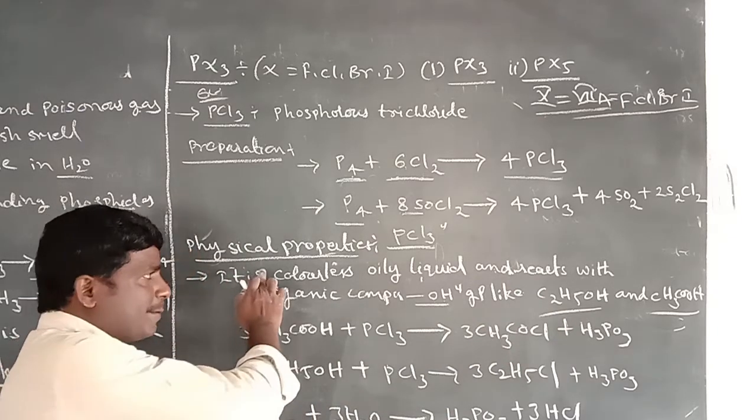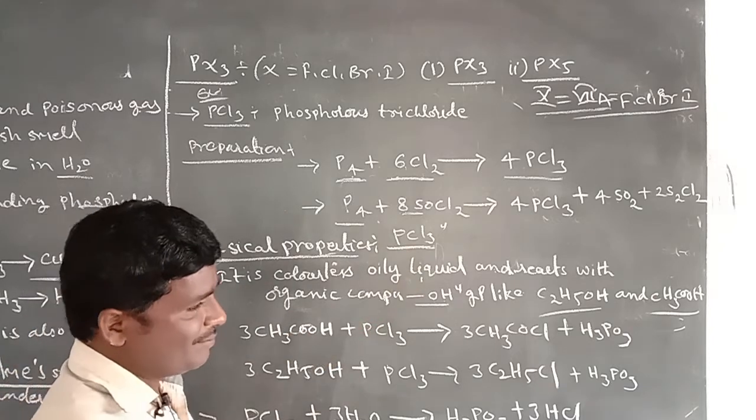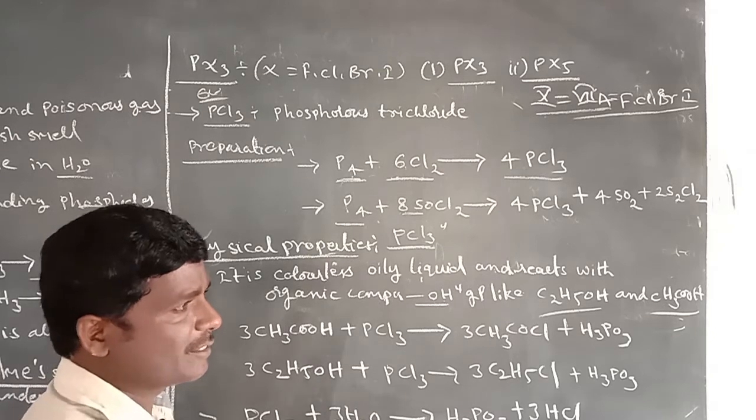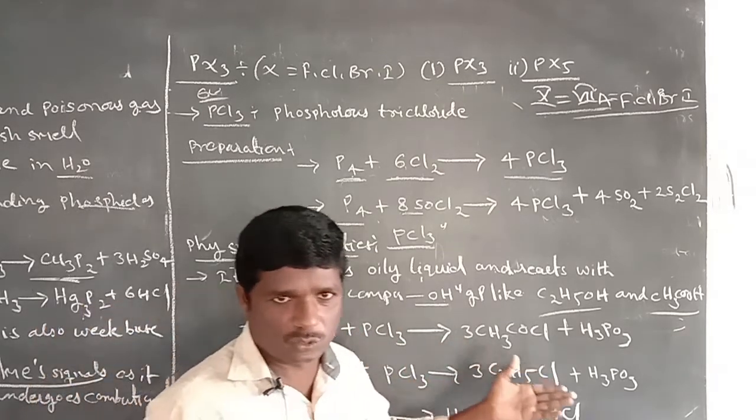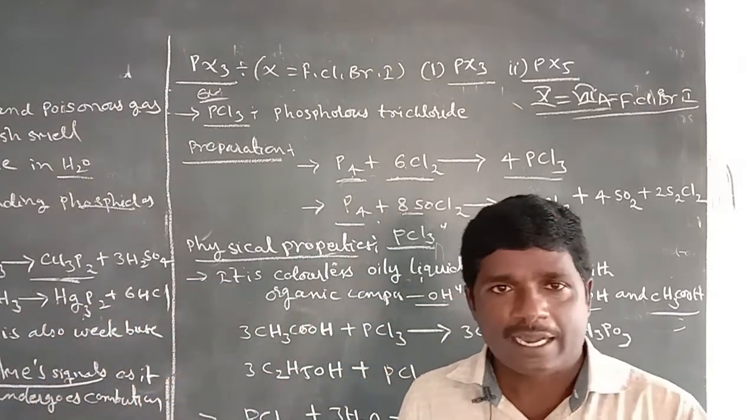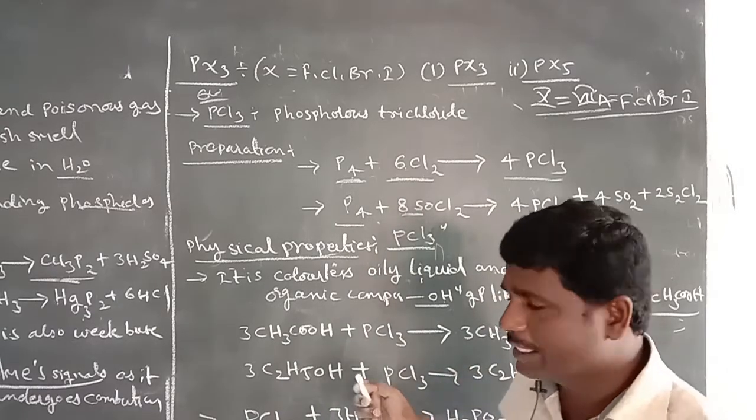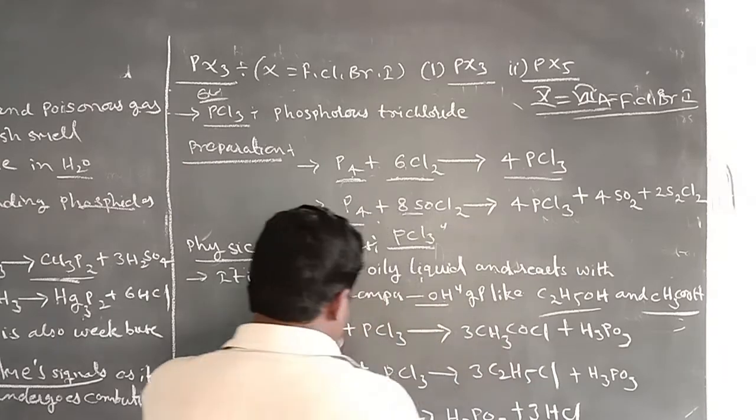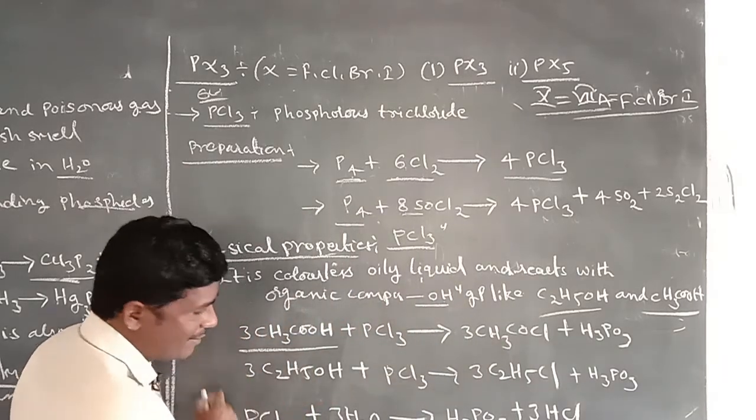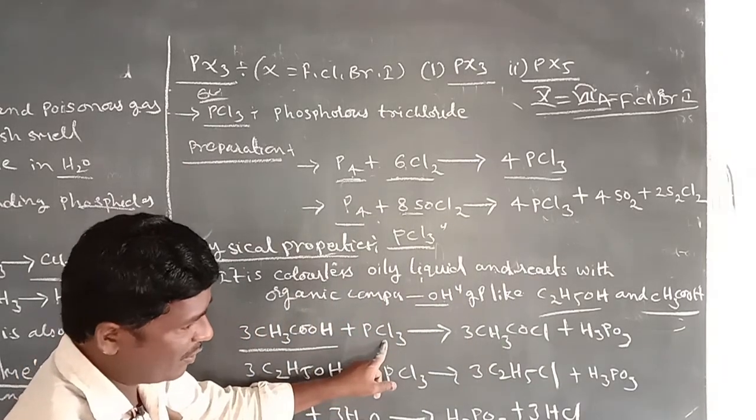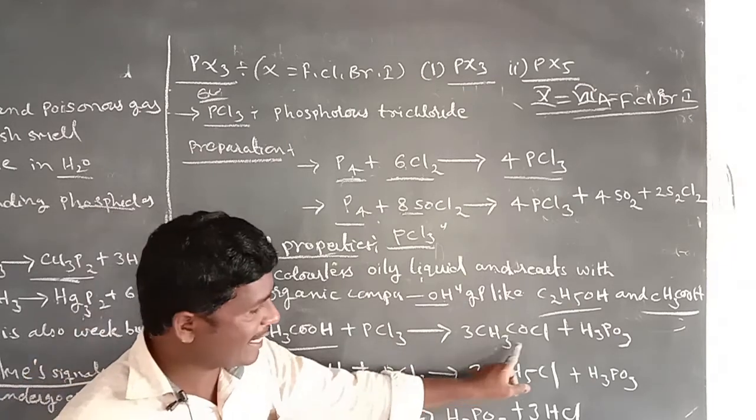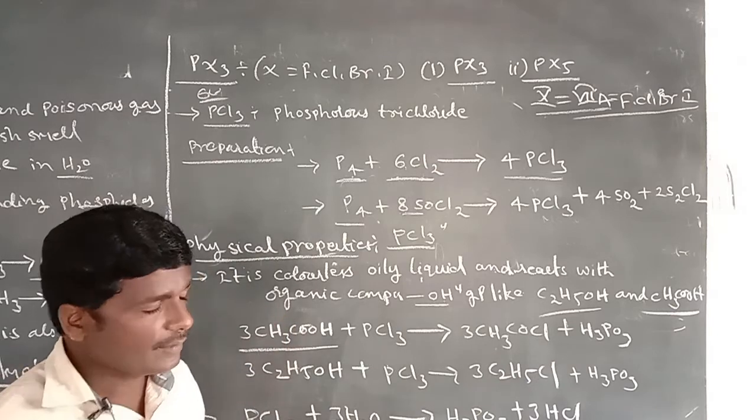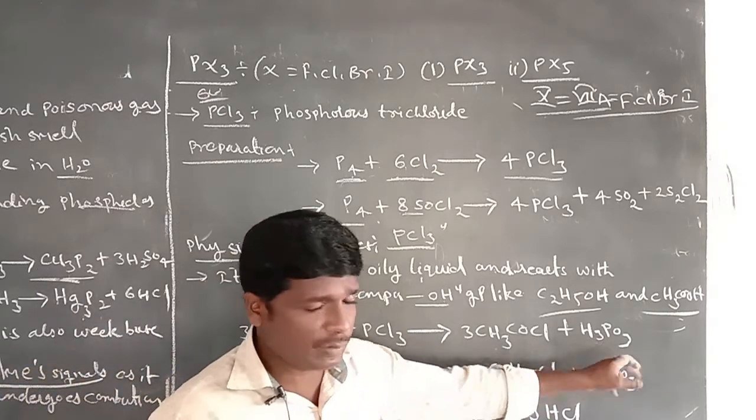In the physical properties of phosphorus trichloride, it reacts with organic compounds like alcohols with the OH group or hydroxy compounds. Another is ethyl alcohol C2H5OH, and acetic acid. Acetic acid treated with phosphorus trichloride forms acetyl chloride CH3COCl and phosphorus acid H3PO3.